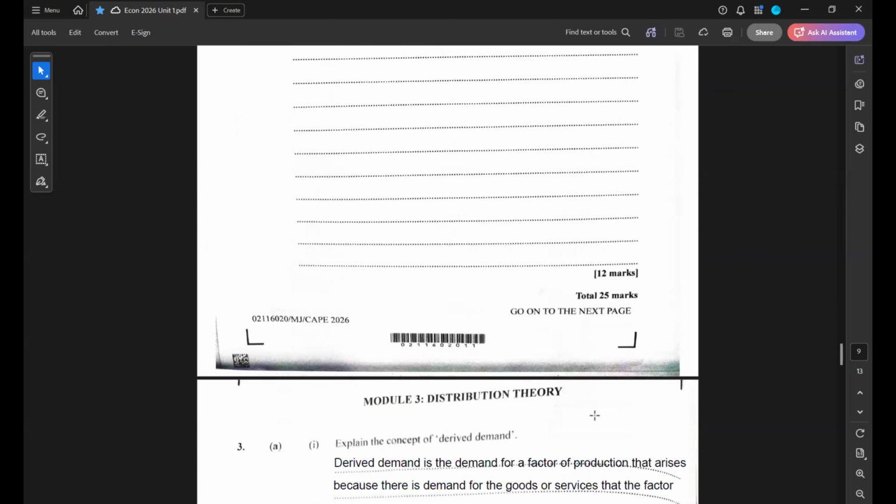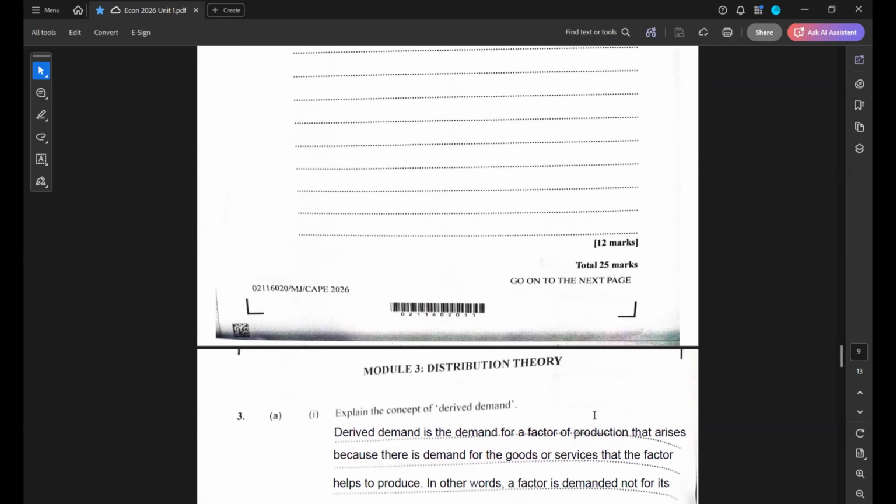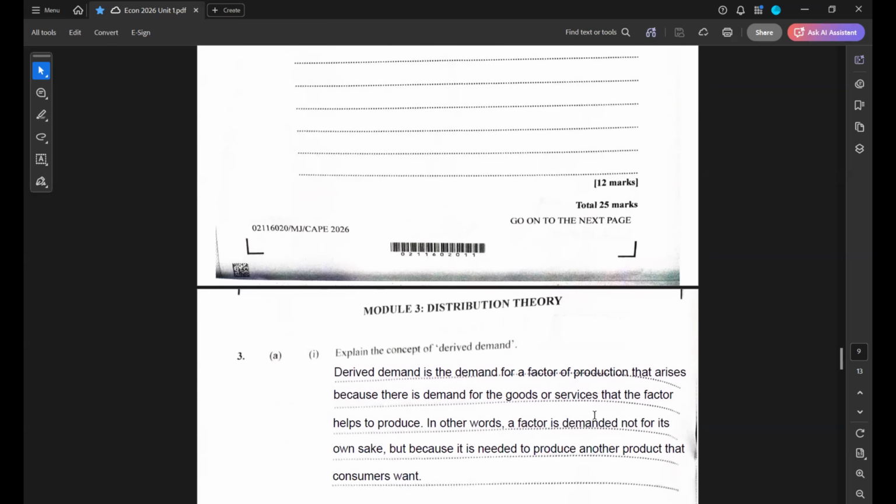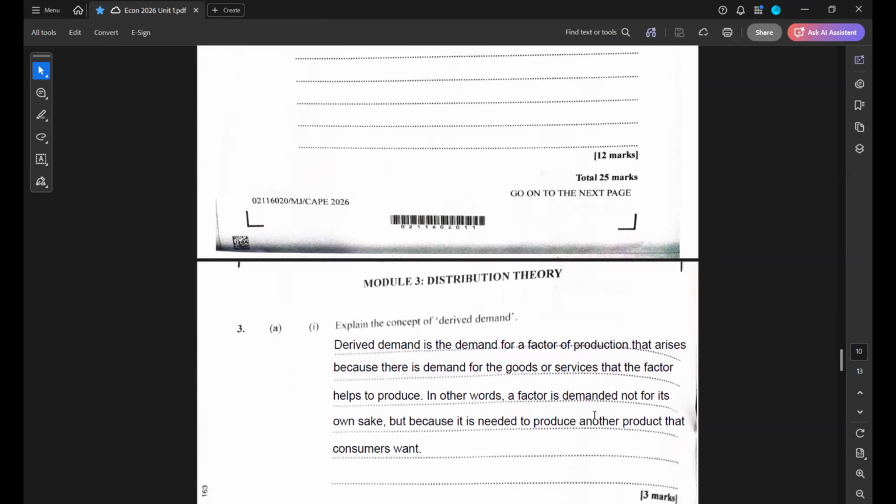Module 3, Distribution Theory. 3A, Part 1 wants us to explain the concept of derived demand. Now, derived demand is the demand for a factor of production that arises because there's a demand for the goods and or services that the factor helps to produce. In other words, a factor is demanded not for its own sake, but because it is needed to produce another product that consumers want.